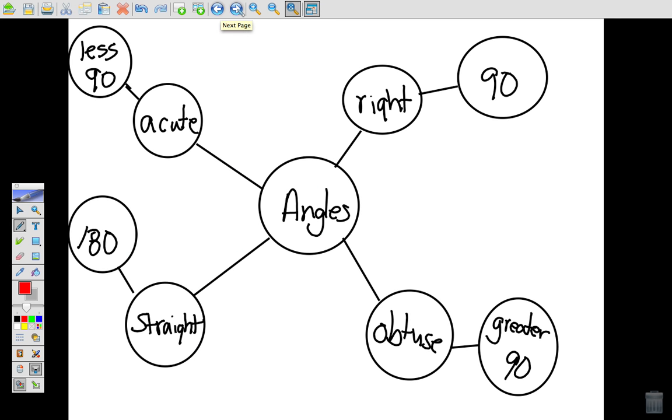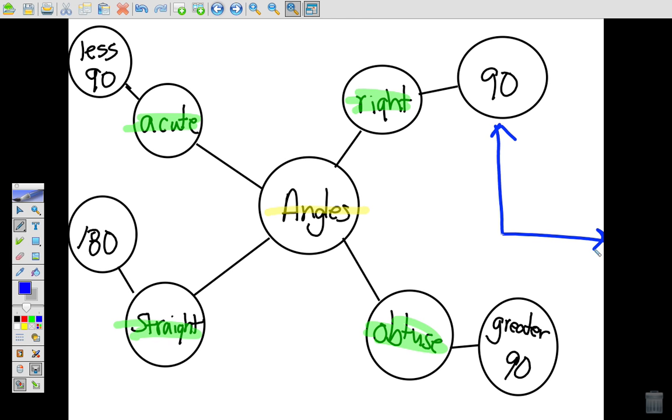Now, there are different types of angles, and I want you to make this bubble map. In this bubble map, we're going to talk about the different types of angles. Now, there's actually 4 types of angles. We have acute angles, we have right angles, we have obtuse angles, and we have straight angles. Now, I'm going to start with a right angle. A right angle is actually a perfect L shape.